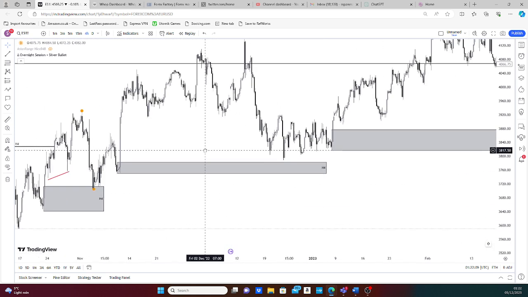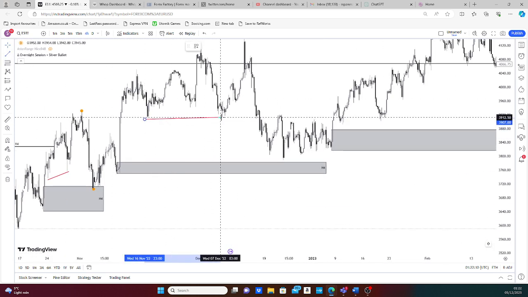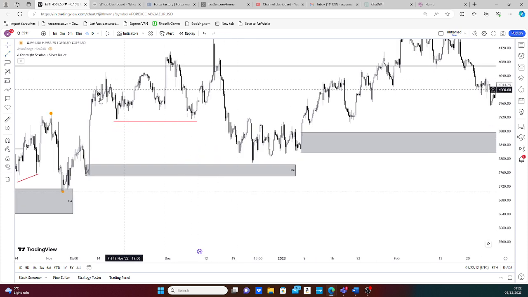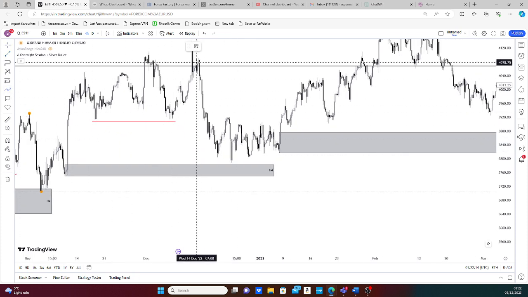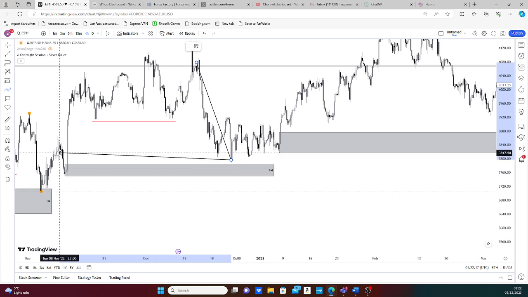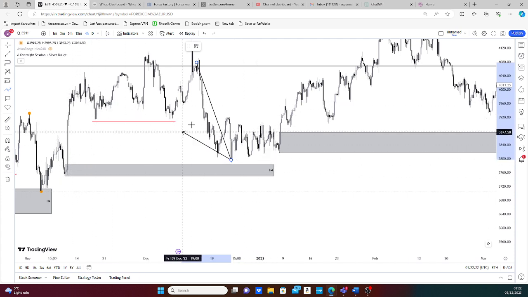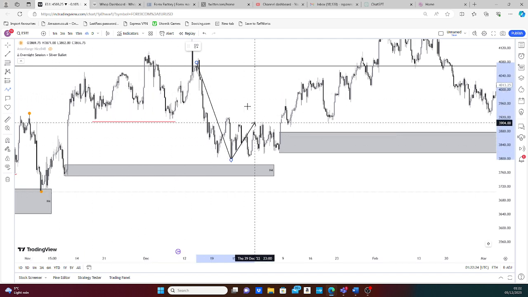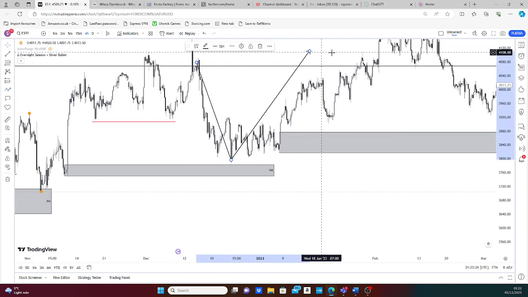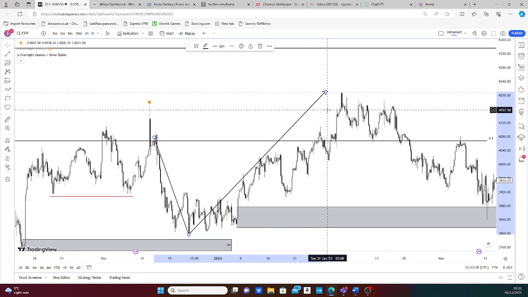Now what do we see? From here we see equal lows that get formed over here just before we see price break down. Yes, we don't quite fill the entire imbalance, which is fine, but the concept is we've engineered liquidity in the form of equal lows. We've swept the liquidity before essentially seeing another break of structure.